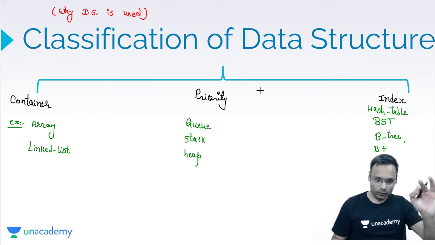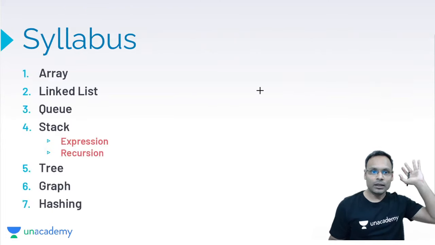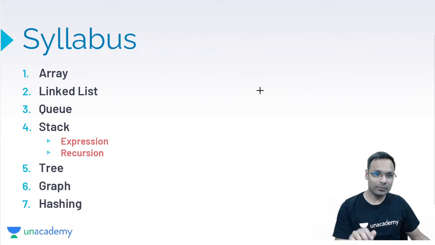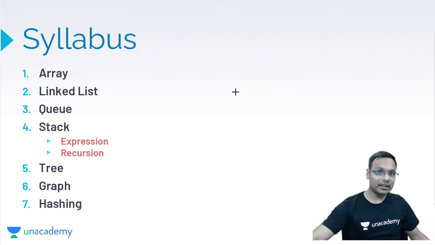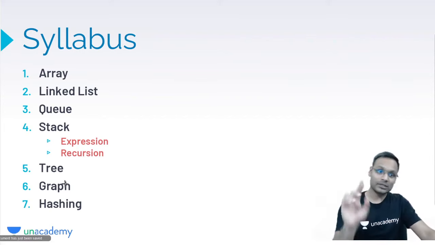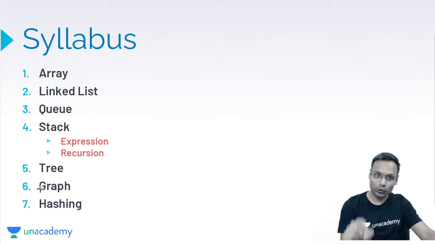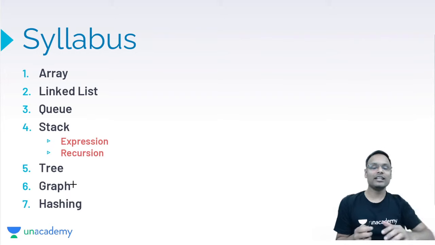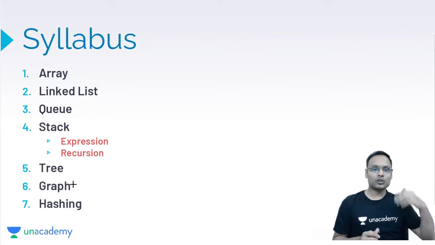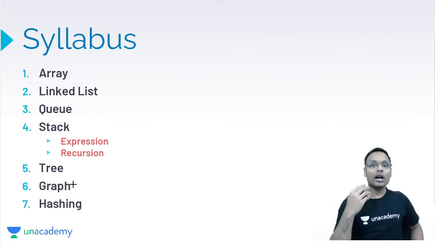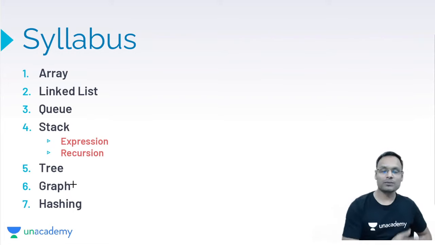Got it? Now, look at this. This is our syllabus, which I am going to teach this time. If you have checked out my previous videos, in the trees I haven't taught you heaps. This time I'm going to cover heaps also. For graph, this time I'm going to explain the graph beyond BFS and DFS also. Few more algorithms, shortest path algorithms, and a few more algorithms we are going to discuss along with their complexity analysis in this syllabus.